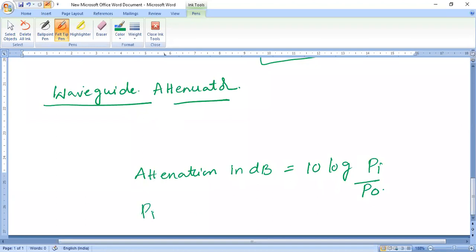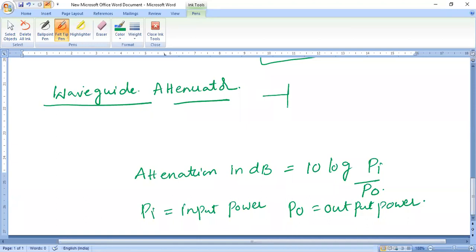Pi is the input power, and P naught is the output power. The ratio of input power supplied to the output power you're getting is nothing but attenuation in dB. So attenuation means generally what? The signal strength reduces. Broadly, there are two types of attenuators which we are going to discuss in this course.